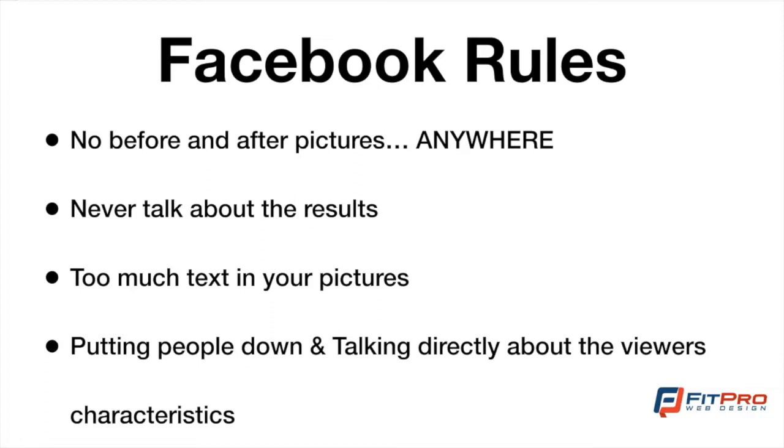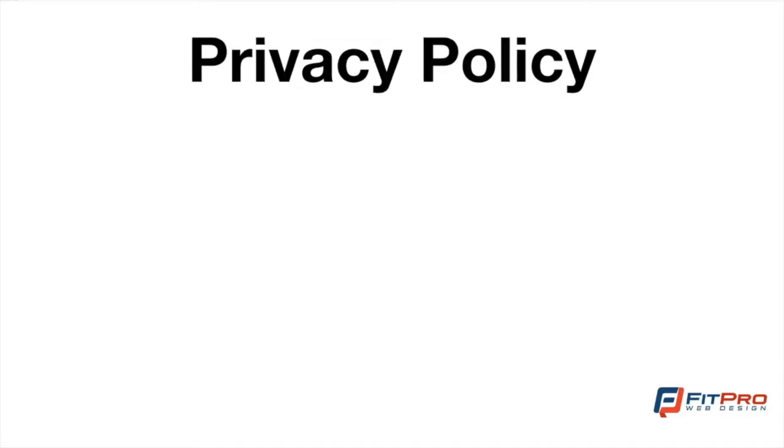And putting people down or talking directly about the viewer's characteristics, again, is going to shoot people down. Are you feeling low on confidence? Do you have no motivation? Are you struggling to get up the stairs? You're talking about somebody specifically and you're hitting their characteristics or putting them down. Again, this is a no-no. So make sure the stuff we've talked about for the prospect or the program specific ads don't have any of these things in.